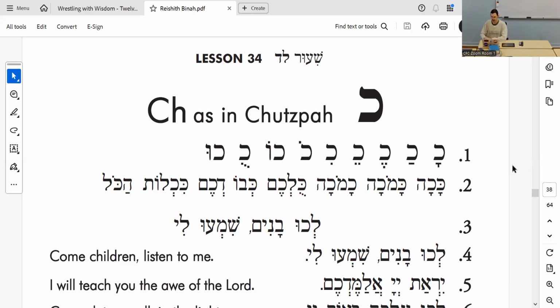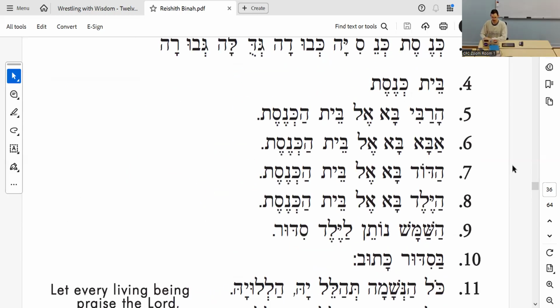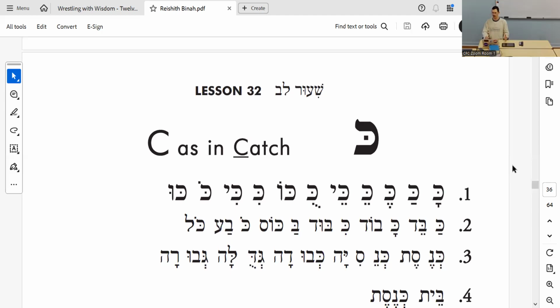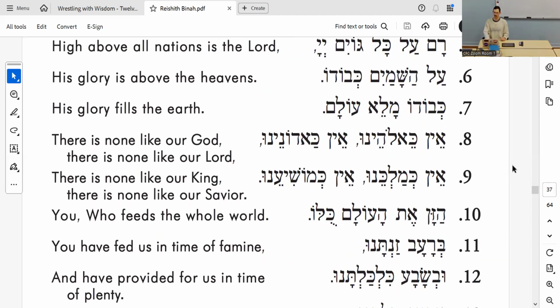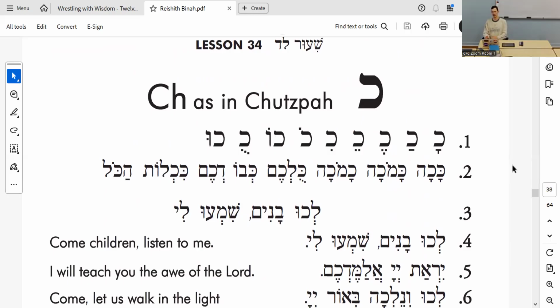Okay. So we can see here we have K and a CH is like a K. It's like the H is kind of modifying it. But the way we would read it would be chutzpah. Okay.